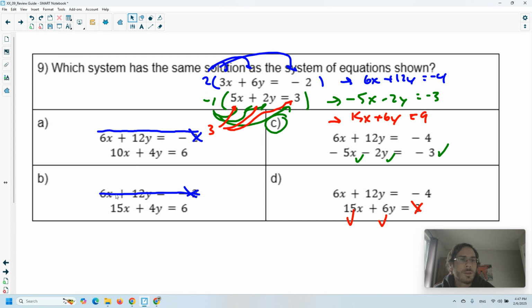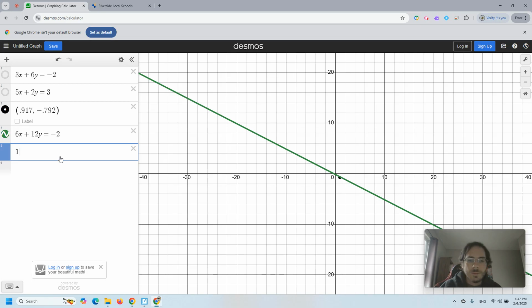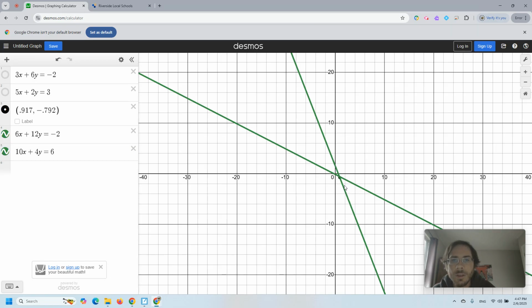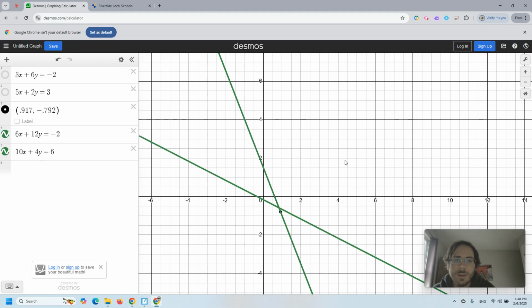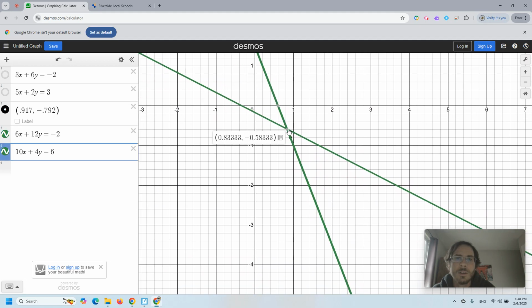All right, and then over here we've got 10x plus 4y equals 6. That's looking pretty close. But if we look at where they connect, we're going to have to zoom in. We can see it's just slightly off, 0.833 and then negative 0.5833. So even though the one went almost straight through, the other one missed. So that one's out.